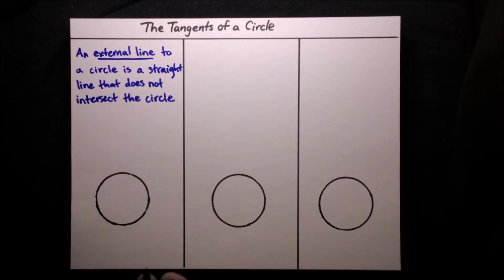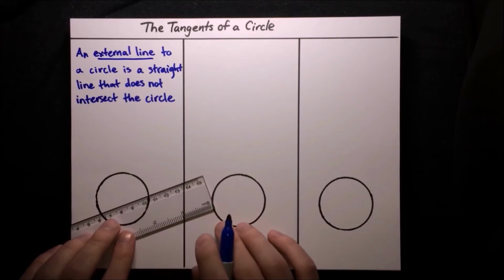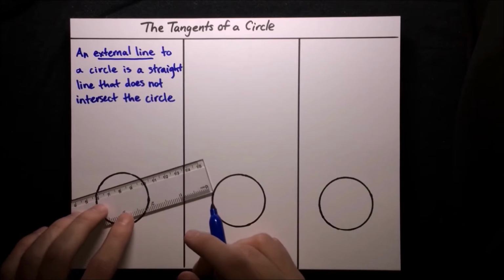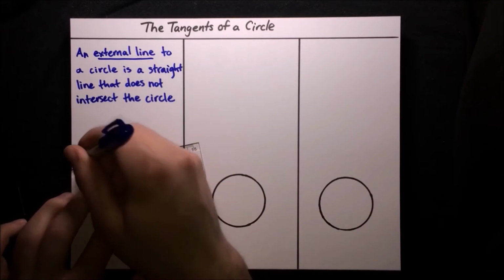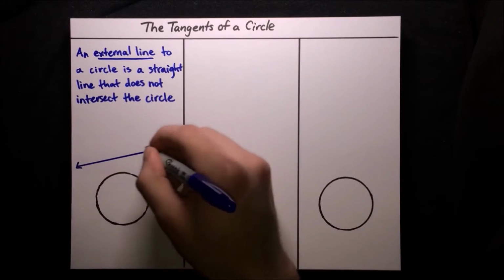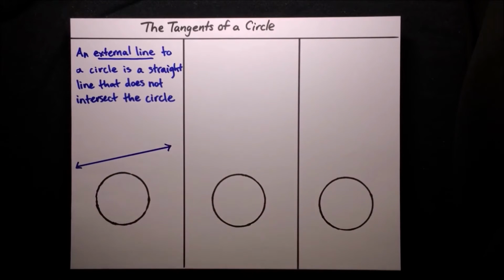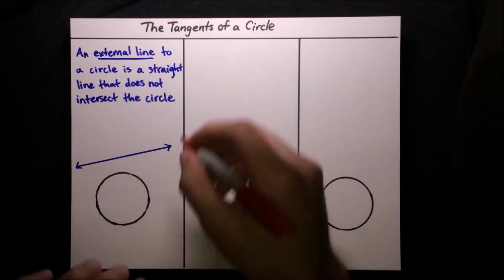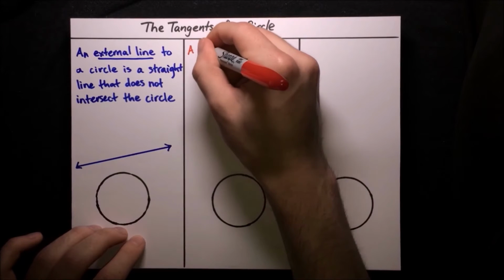Why don't we go ahead and draw an external line to this circle here? So I want to draw a line that does not intersect the circle. So why don't we make it just go above the circle, say, and it'll look like this. There we go. So now I've got a straight line and it doesn't intersect the circle, so it's an external line.